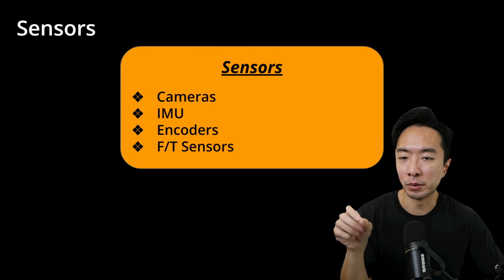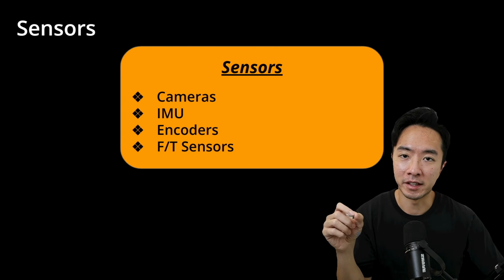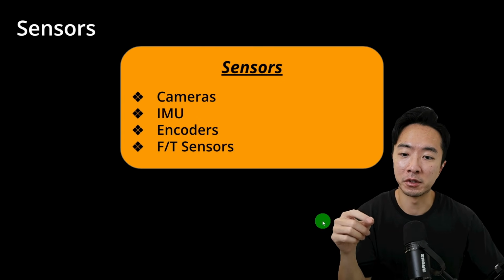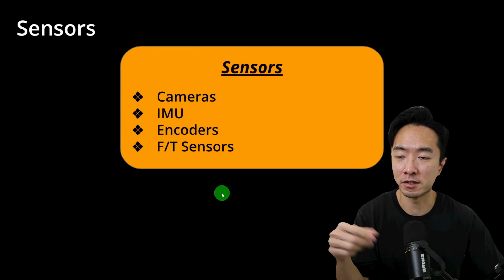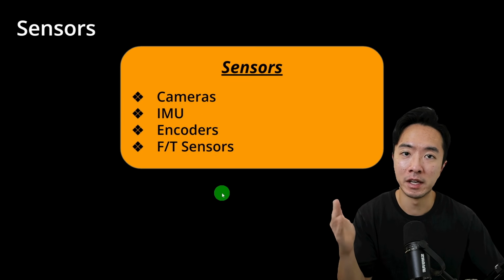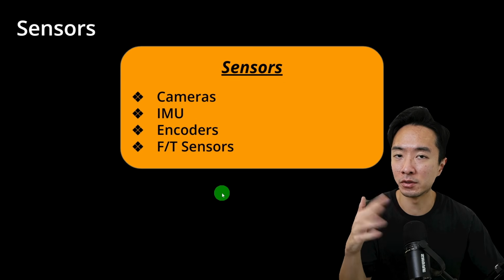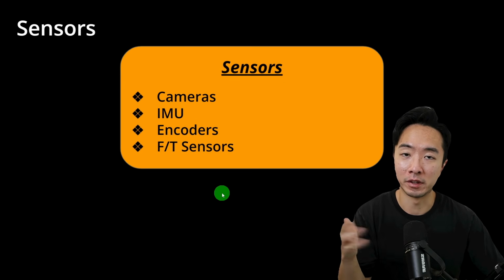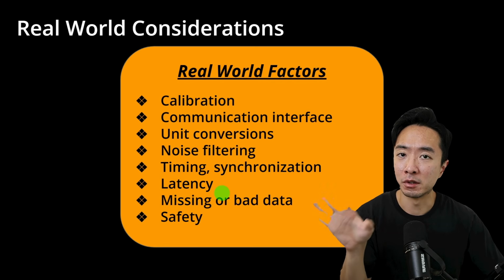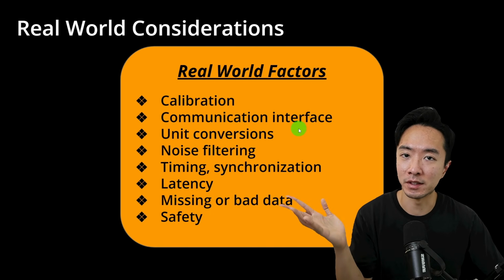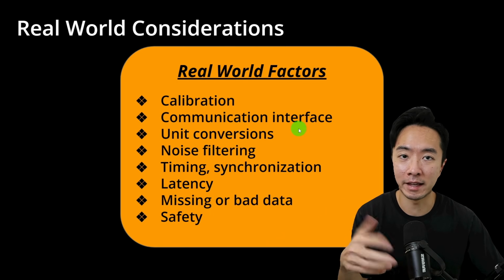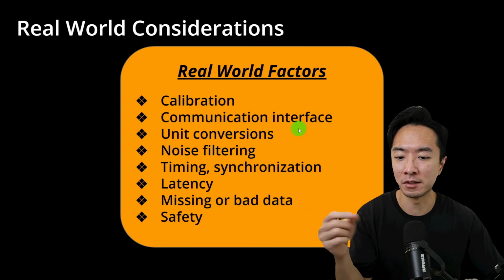Now, when dealing with hardware, there are a lot of different types of sensors. In our case, we're just dealing with encoders, but you could have things like camera images, IMU data, force torque sensors, and so on. Each one needs to be handled accordingly to get clean, reliable data. So there are a lot of real world considerations. We talk about calibration and communication interface. Does it use EtherCAT, SPI, CAN, whatever communication interface, you need to figure that out.